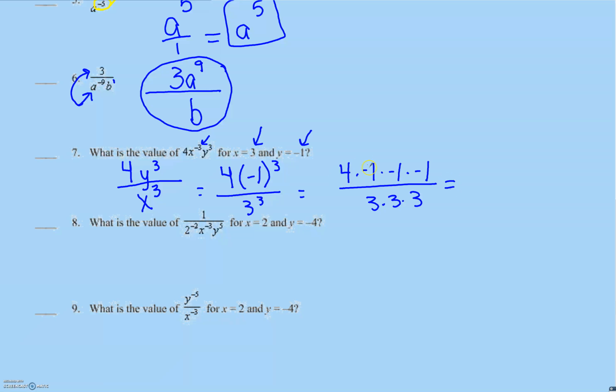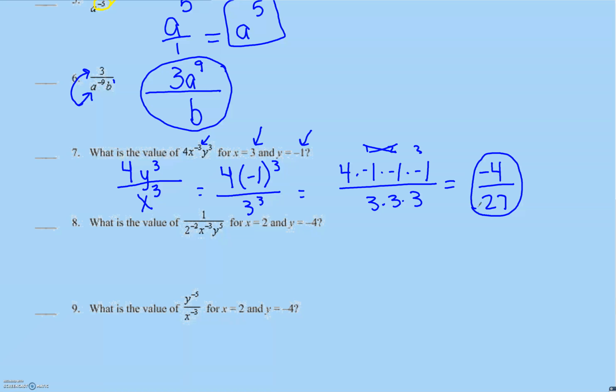Here, 4 times negative 1 is negative 4, times negative 1 is positive 4, times negative 1 is negative 4. We have an odd number of negatives, 1, 2, 3. 2 negatives make a positive, but the last one means our answer is going to stay negative. In the denominator, 3 times 3 times 3 is 27, and we get negative 4 over 27.